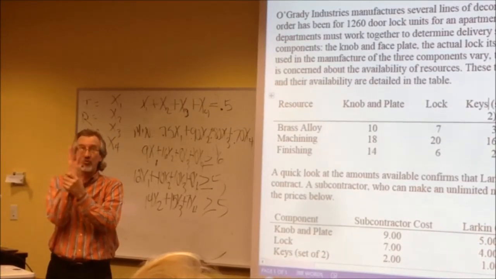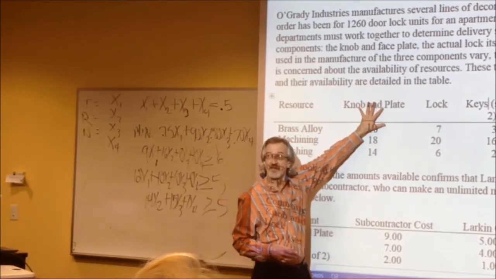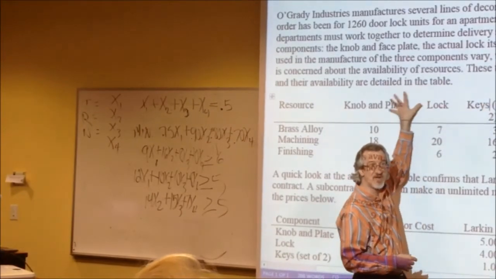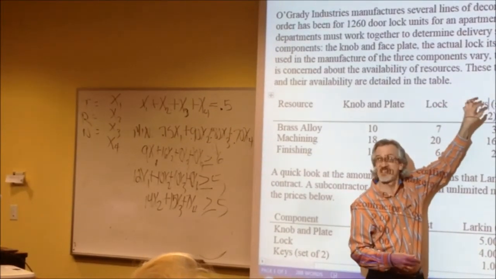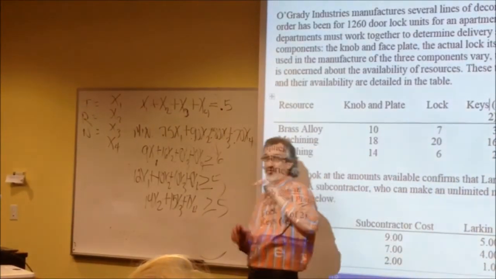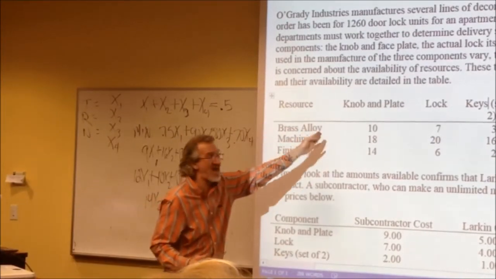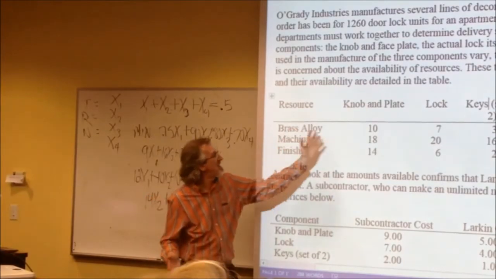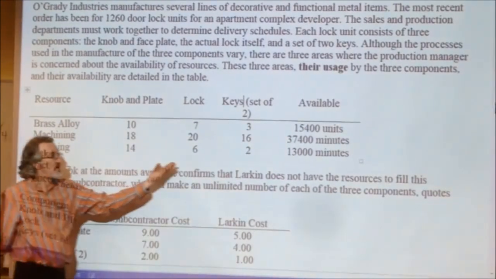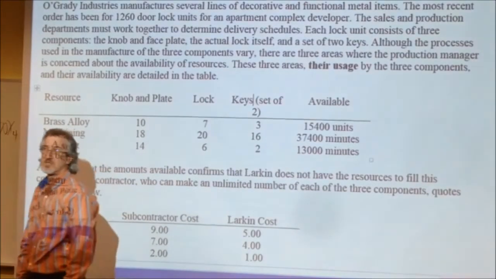Now I want to make sure you understand there's 3 components to this door lock unit. There's the knob and plate, the lock, and then a set of keys. Every one of these gets 1 set of keys. This is for a set. You guys with me? Treat it as 1, even though it's 2 keys, because 2 keys are going with that and that. When these are being manufactured, they all use some brass, machining, and finishing time. And here's our limitation in each of those 3 departments, or those 3 resources.